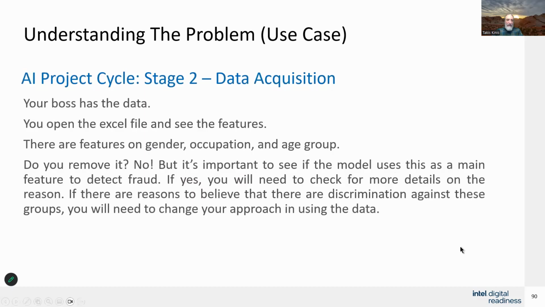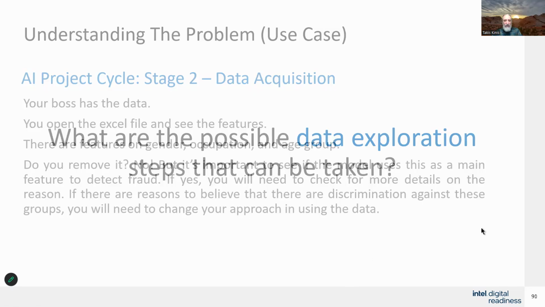All right. So what data do we have, right? Your boss has the data, you open the Excel file, you see the features. There's features on gender, occupation, and age group. Okay, do you remove it? No, but it's important to see if the model uses this as a main feature to detect fraud, right? So if yes, you need to check more details on these reasons. And if there are reasons to believe that there is discrimination against these groups, you'll need to change your approach to using the data, right? So you got to be mindful. Like I said, I use the female example, but maybe they also say anybody who's 25 to 30 years old that puts in a claim is probably a fraud, and that's probably not the case, right?